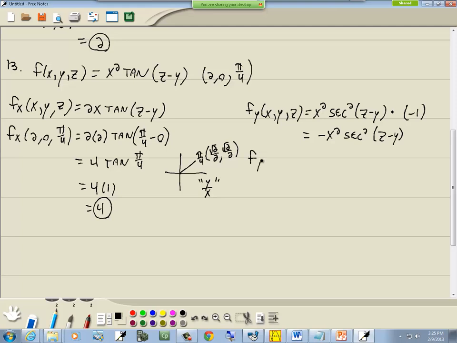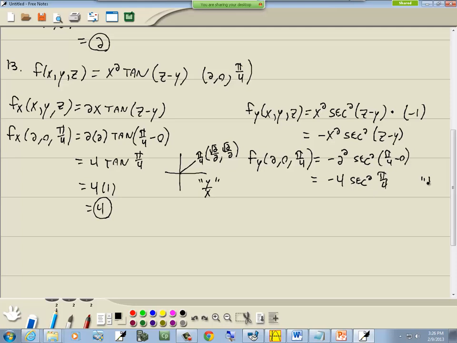Well, now we'll plug in our point. So plug in 2, 0, pi over 4 for x, y, and z. So minus, x is 2, so we've got minus 2 squared, secant squared of pi over 4 minus 0. So that gives us negative 4 secant squared of pi over 4.